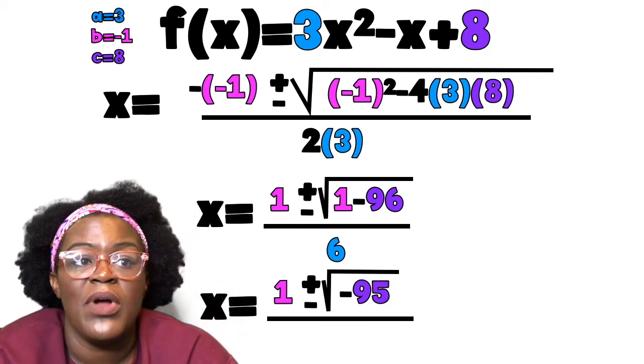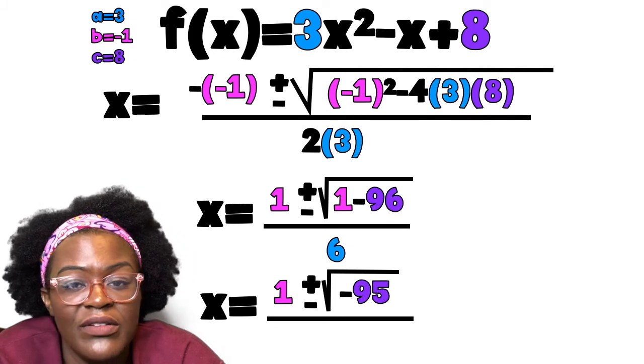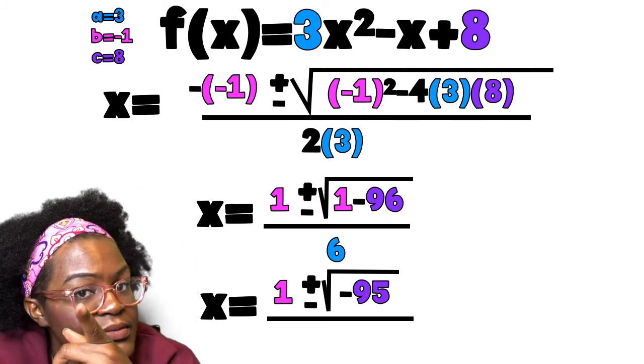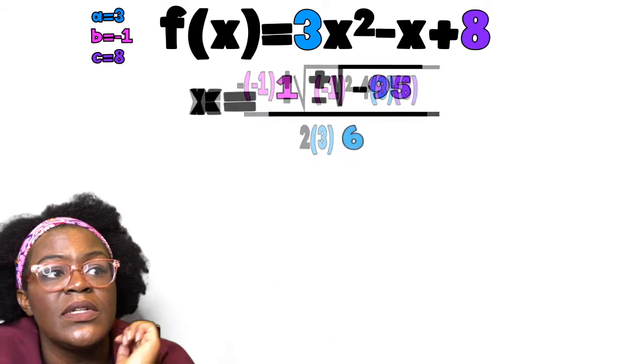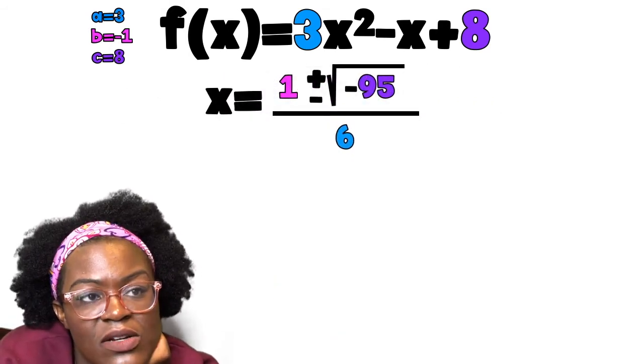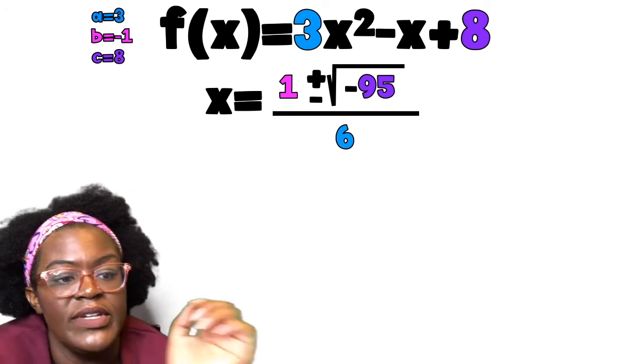So what's wrong with this problem? Like, what's wrong with that negative 95 under the radical? No negatives under the radical. So how do I simplify it? How do I simplify that negative under the radical? That's the question. We got to get rid of it.